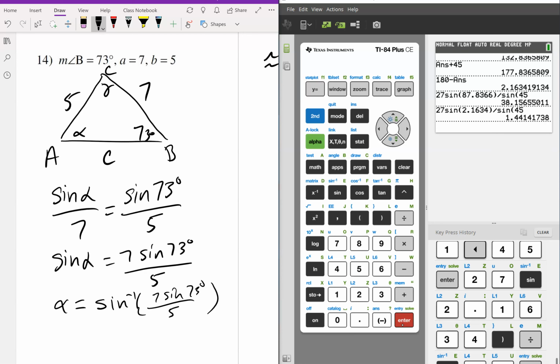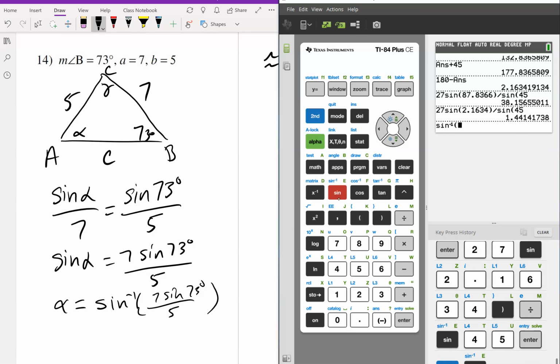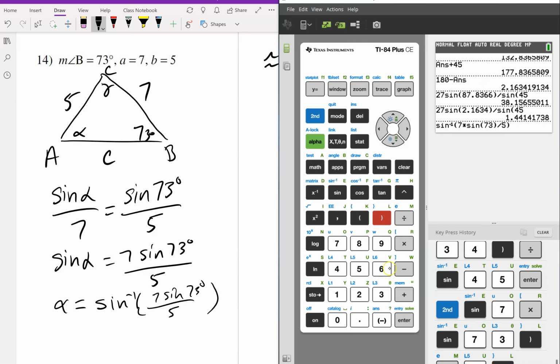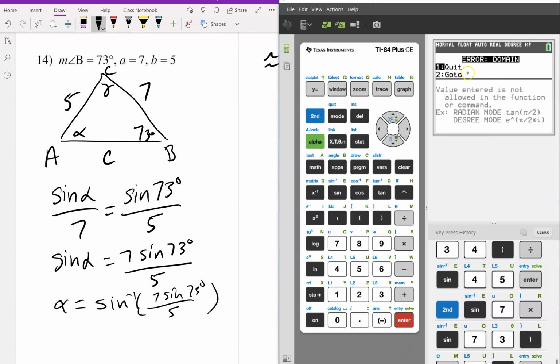And now let's use our calculator. Inverse sine, 7 times the sine of 73 divided by 5. Error domain. So what's going on with this?